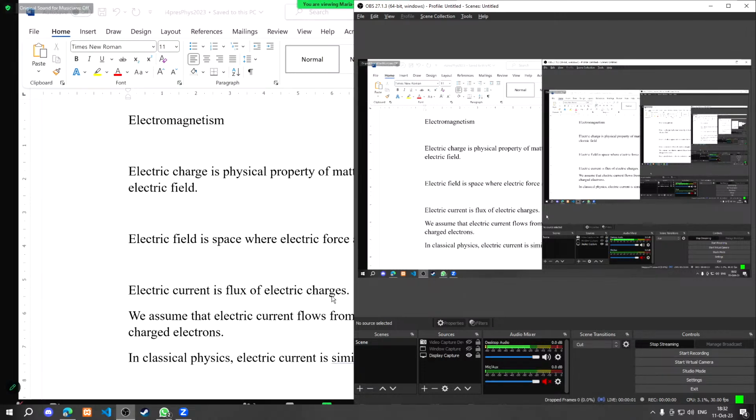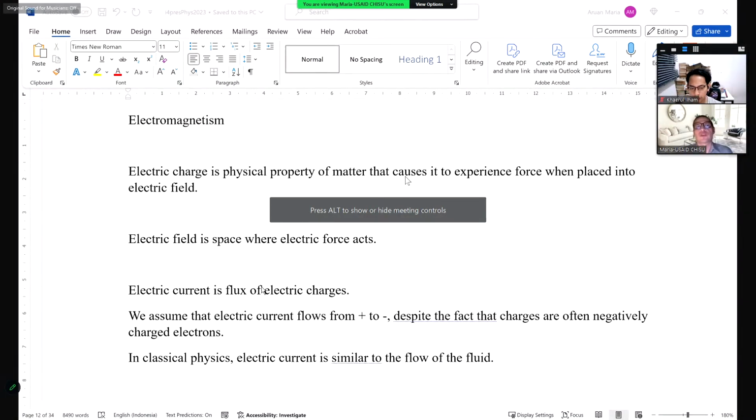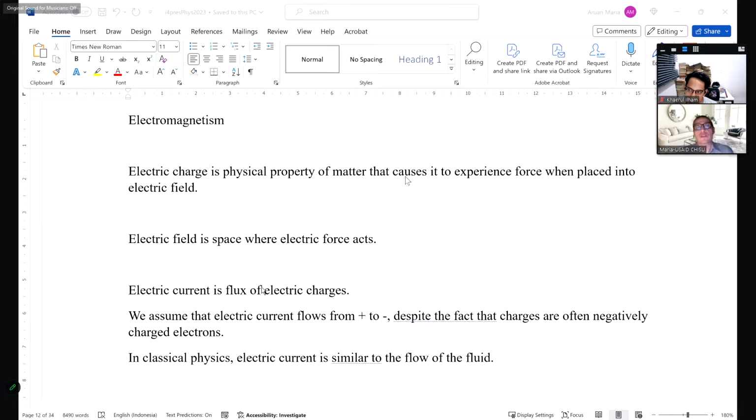Charges experience force when placed into an electric field. And of course, electric field is space where electric force acts.